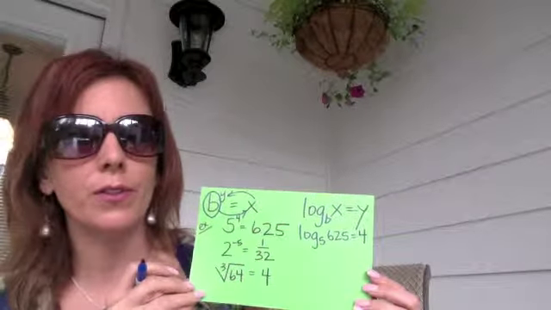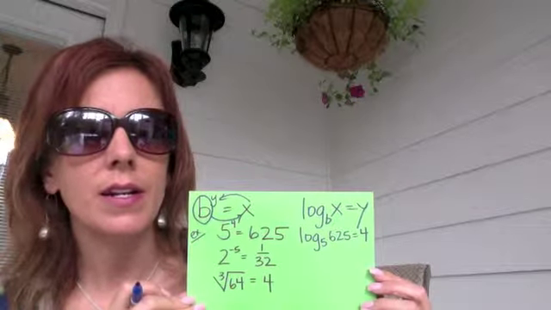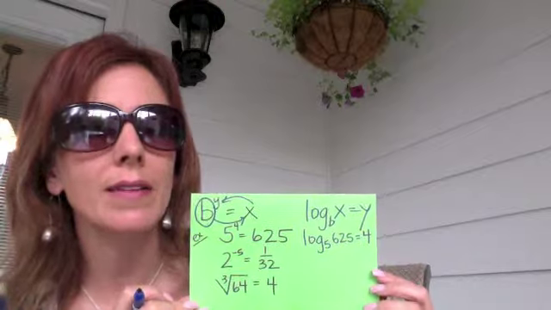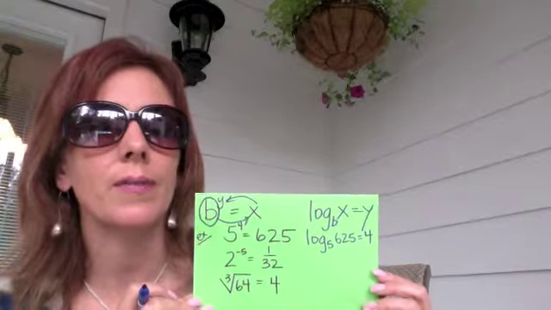Fantastic. Okay, here again, I'm going to invite you to pause your video right here and try to write these last 2 equations as logarithms. Okay, and come on back and check these out. Make sure that you have them correct. Log base 2 of 1 over 32 is equal to -5. Log base 64 of 4 is equal to 1/3.